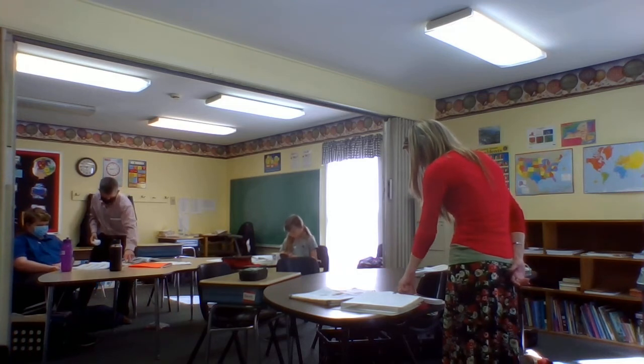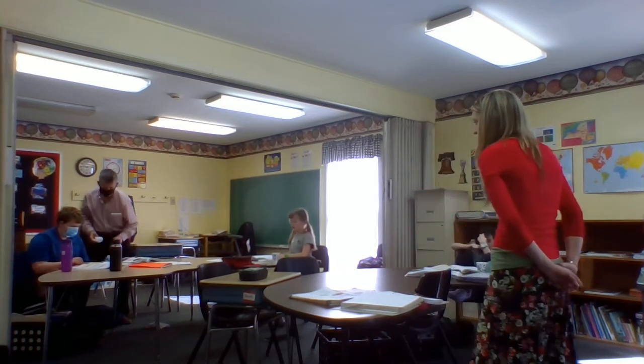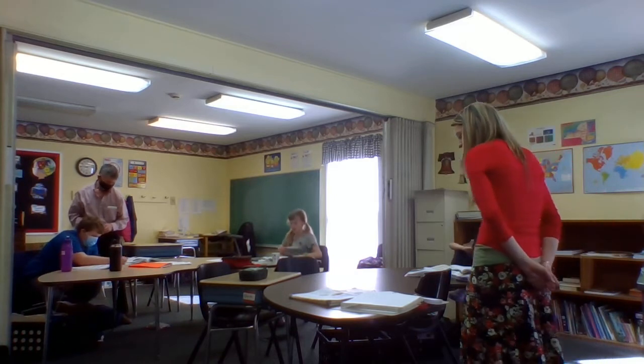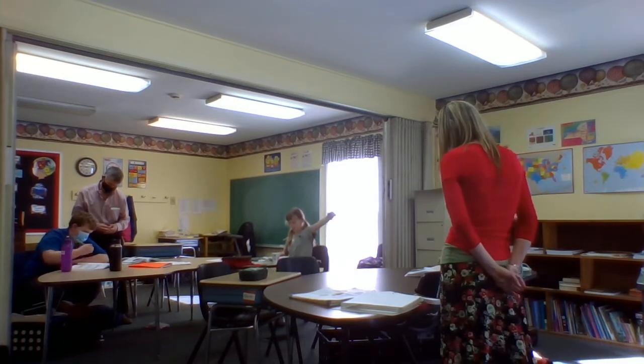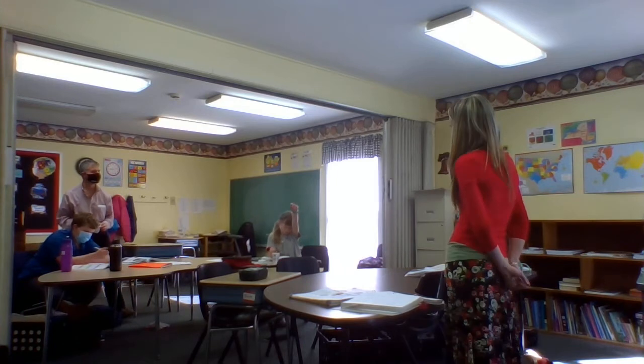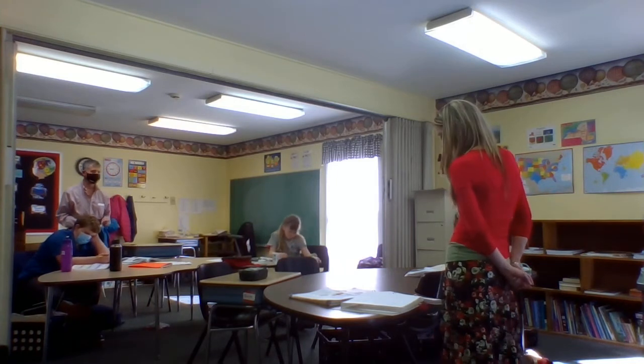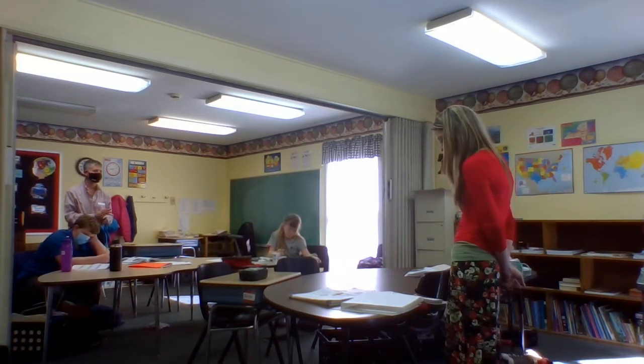Now we're on to number 18. Blank is speed in a given direction. Azalea? A, velocity. Very good.